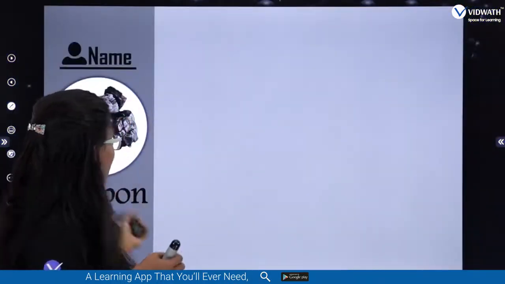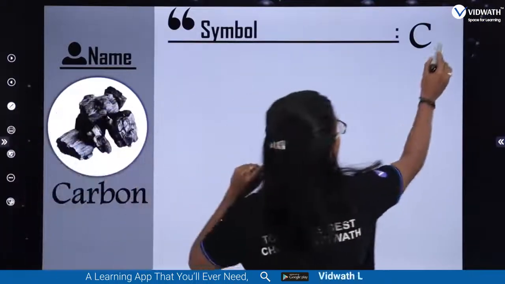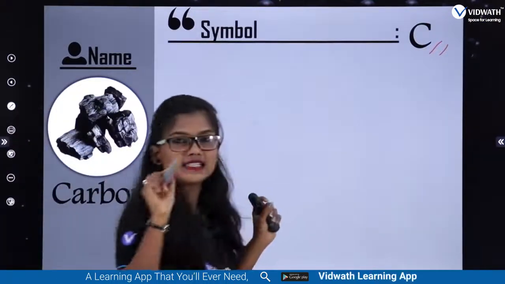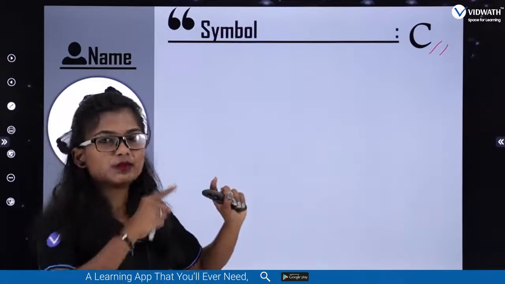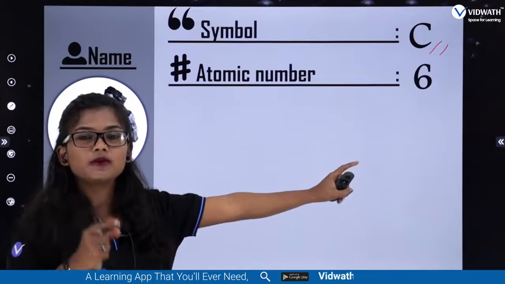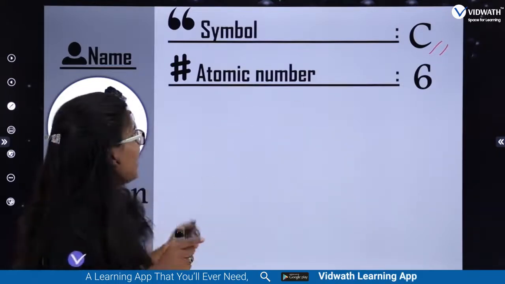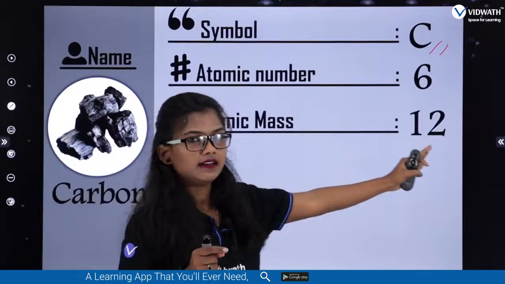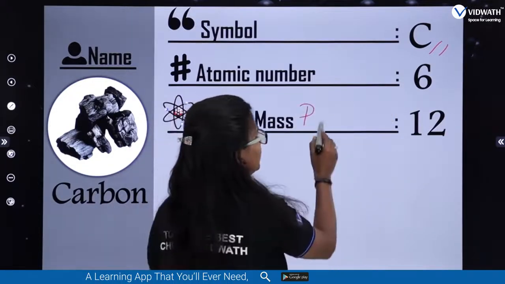The element carbon, whose symbol is C, we represent in terms of a capital C. Make sure whenever you write the carbon symbol, it should be a capital C. The atomic number is 6, that is, the number of protons or the number of electrons in a carbon atom is 6. Clear? Atomic mass is 12. We got to know that protons are 6. So how many neutrons will there be now?